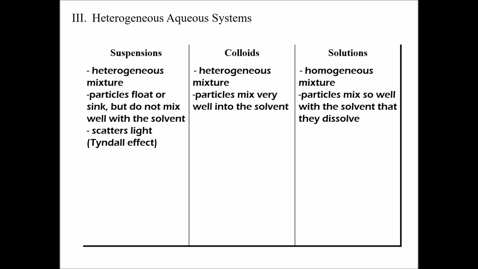If you shine light through a suspension and a colloid and a solution, something weird happens. It's called the Tyndall effect. The light, when it hits little particles that are floating around in the water, will scatter. So if you shine light through a mixture of sand and water, obviously you can see where the sand is, right? The light will hit it. In a colloid, the same thing's going to happen. The light's not going to go straight through there. It's going to bounce off the little particles.